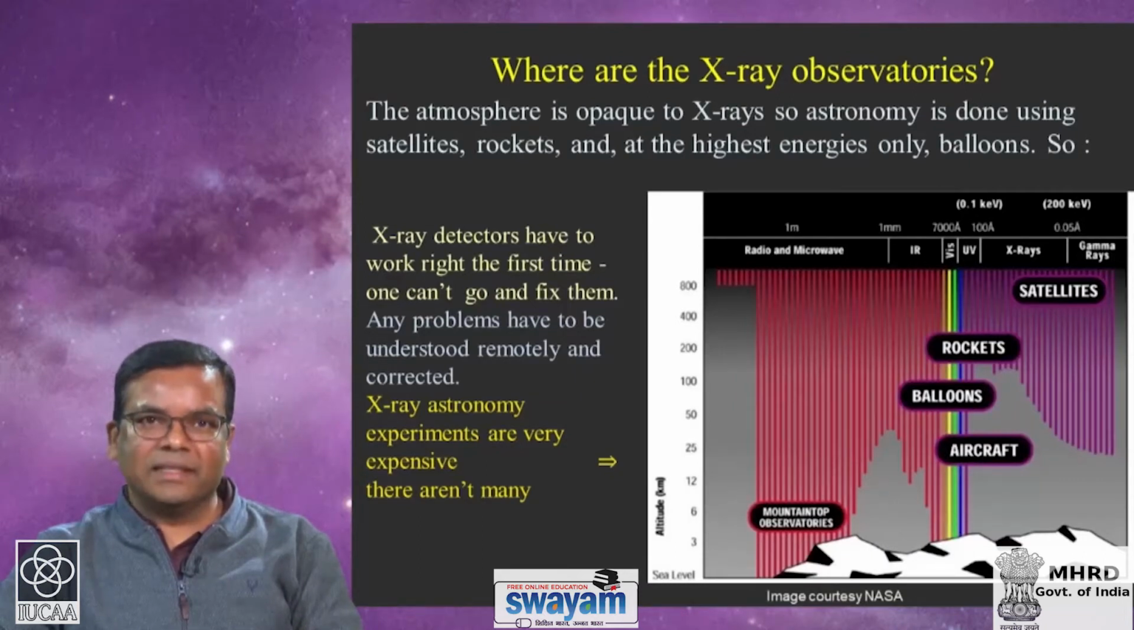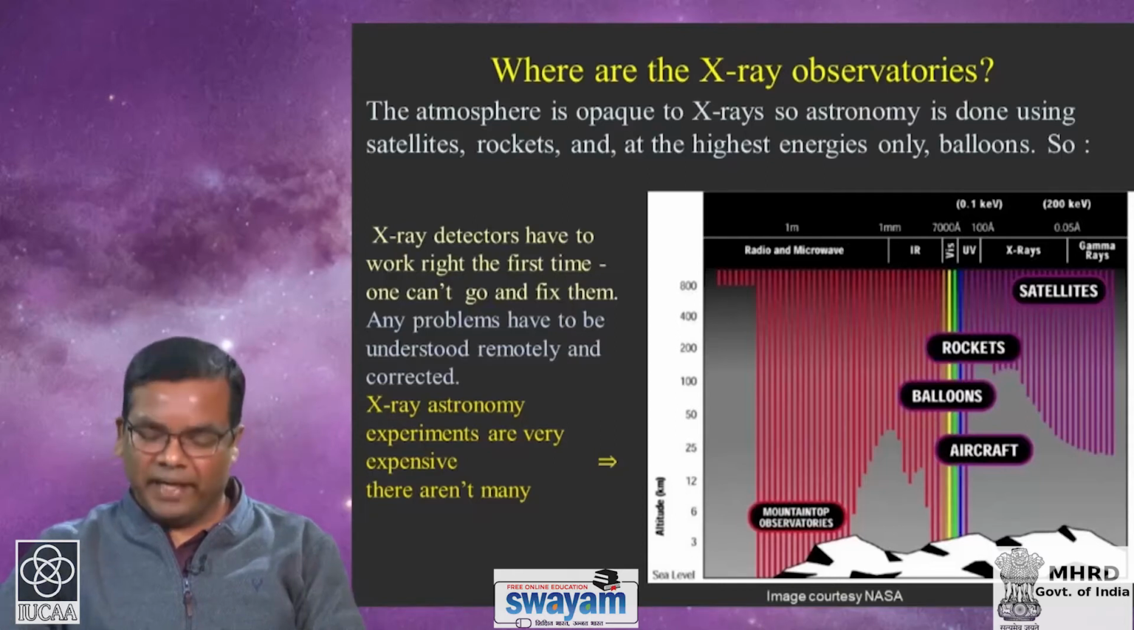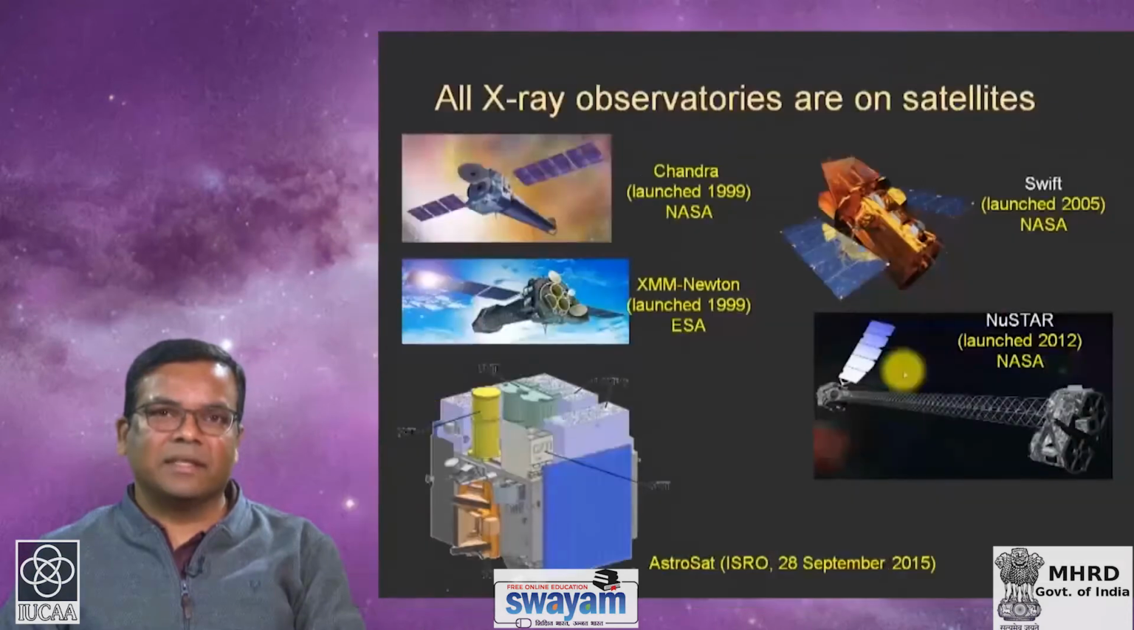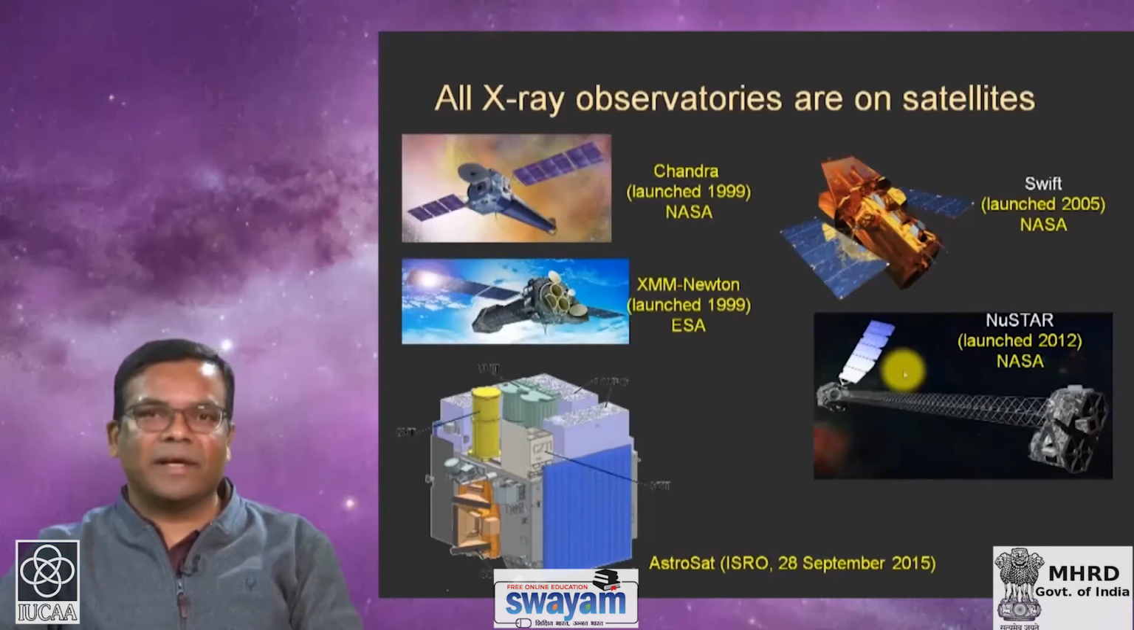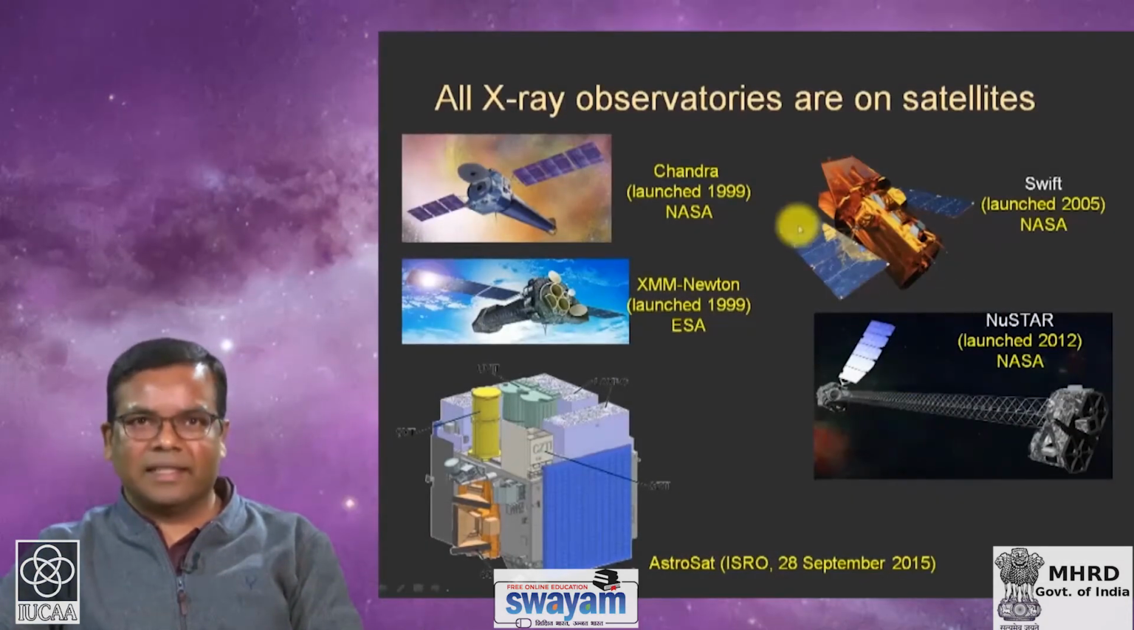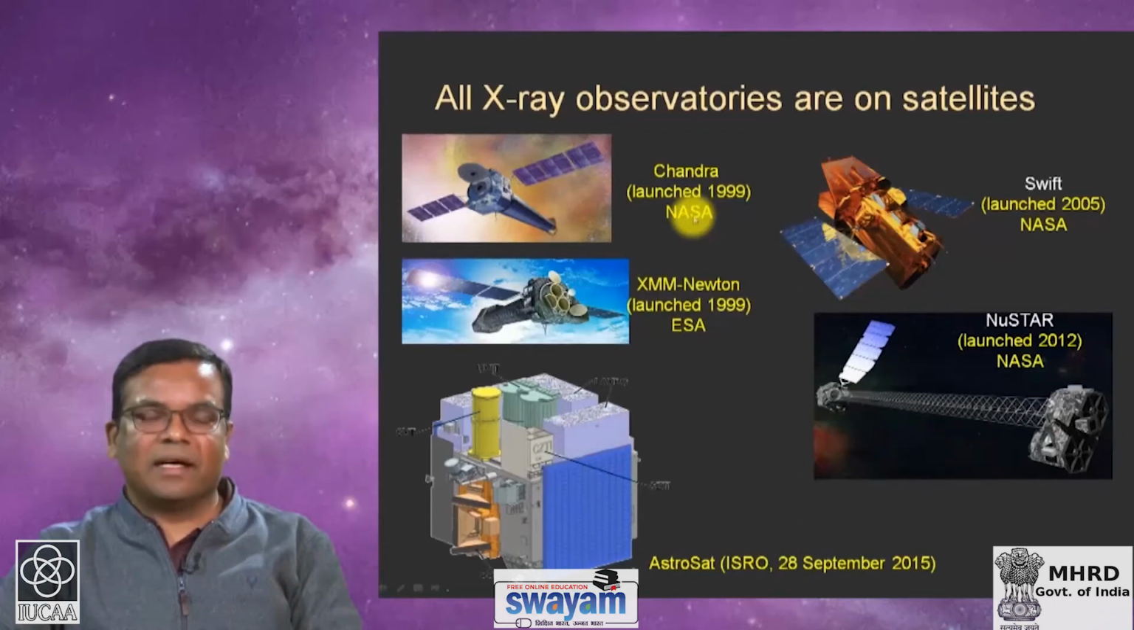So, because of this reason, X-ray astronomy experiments are very expensive, and there are not many X-ray observatories in space. Some of the observatories which are operating currently are listed here. The Chandra X-ray Observatory, launched by NASA in 1999, provides fantastic imaging resolution and fantastic images of various cosmic X-ray sources.